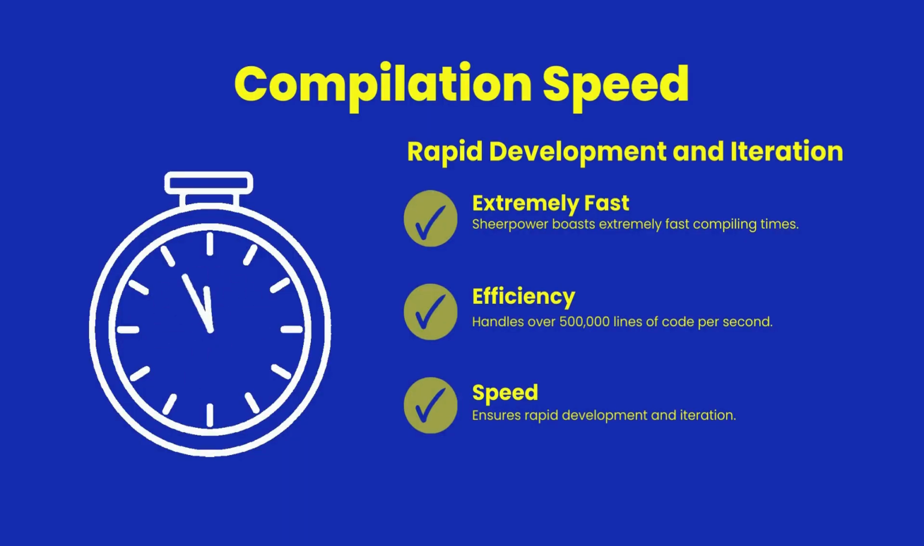SheerPower offers rapid development and iteration. Extremely fast. SheerPower boasts extremely fast compiling times. Efficiency. It handles over 500,000 lines of code per second. Speed. This ensures rapid development and iteration, allowing you to quickly make changes and see results.